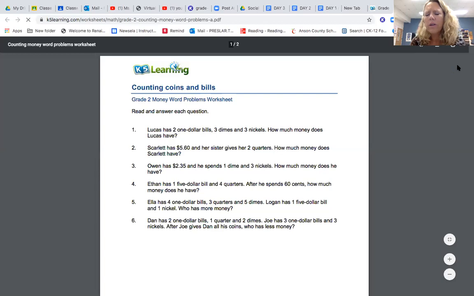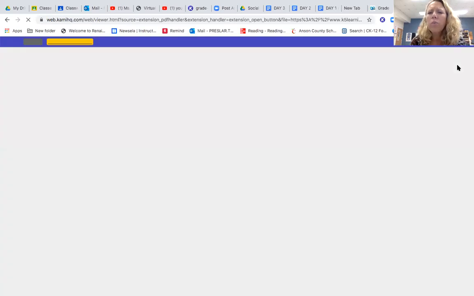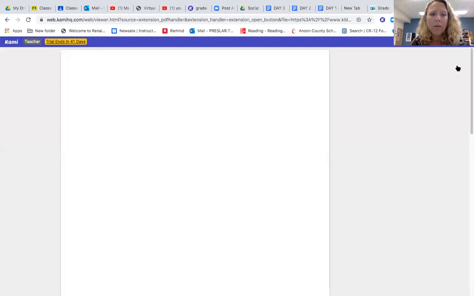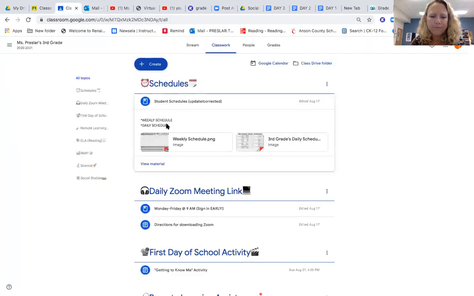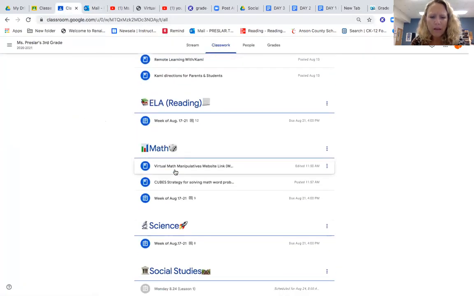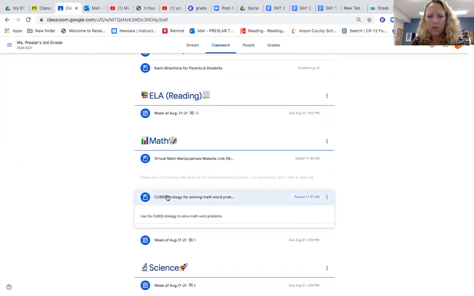I've read the question once, but with word problems, when I'm not just doing basic coin counting or basic money counting, I like to use a strategy called CUBES, and I've added that also to Google Classroom. I can show you where that's located. Under your math, this is your virtual manipulatives website that I showed you with the coin counting. And then this is your CUBES strategy.